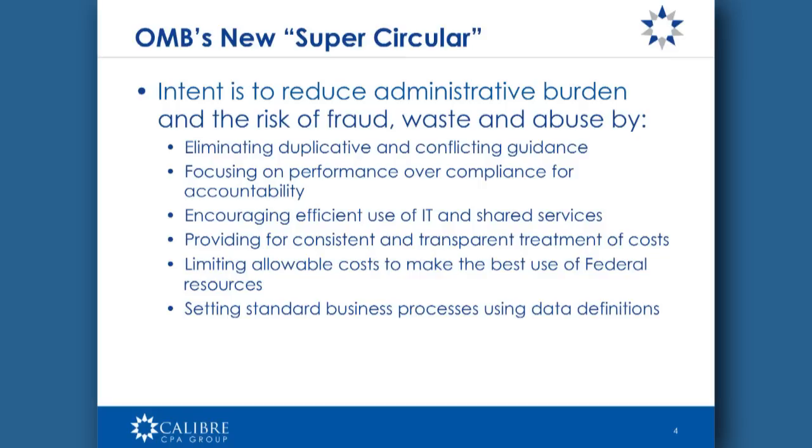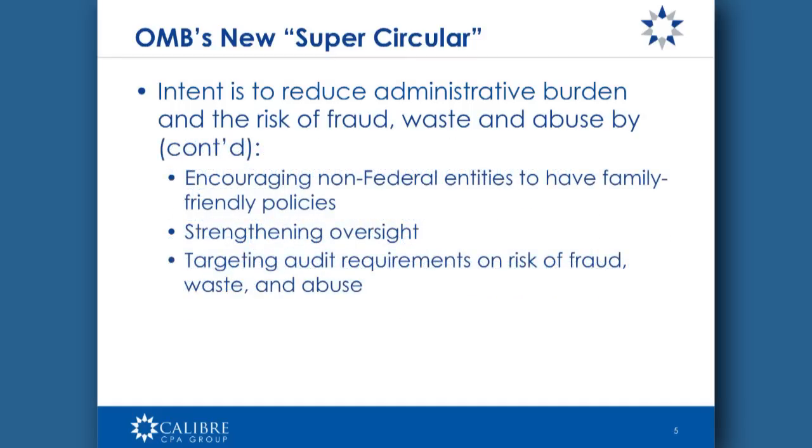Encouraging the efficient use of IT and shared services, consistent and transparent treatment of costs, limiting allowable costs, not really reducing them, but more clarifying what's an allowable cost, setting standard business processes using data definitions. This is more of an internal matter at the granting agency. Encouraging non-federal entities to have family-friendly policies, strengthening oversight. Again, that's a big one that we'll get into, particularly in regards to subrecipients and subrecipient monitoring: what you have to do when you give a subaward, things that have to be in the award, and what it means to truly monitor that subrecipient.